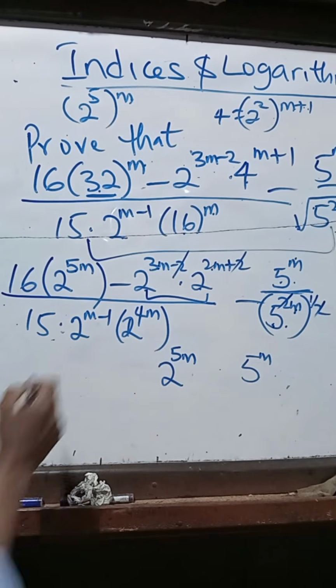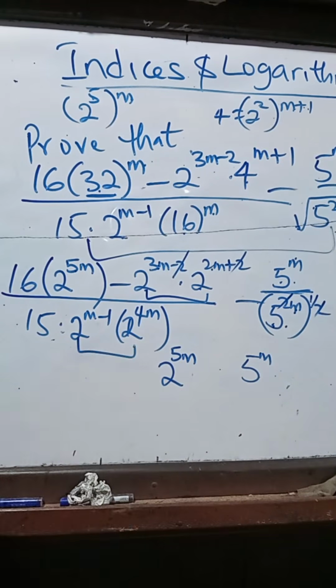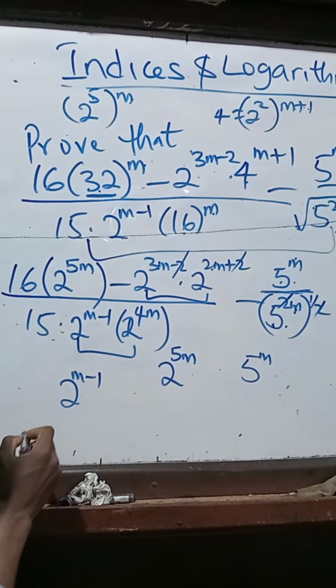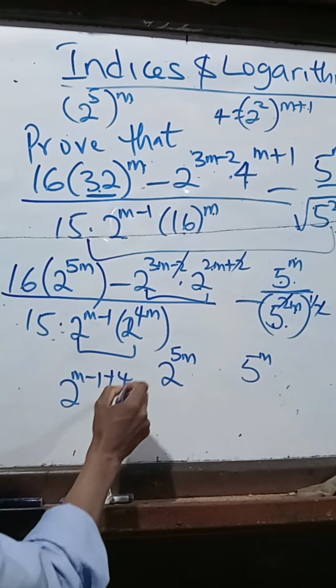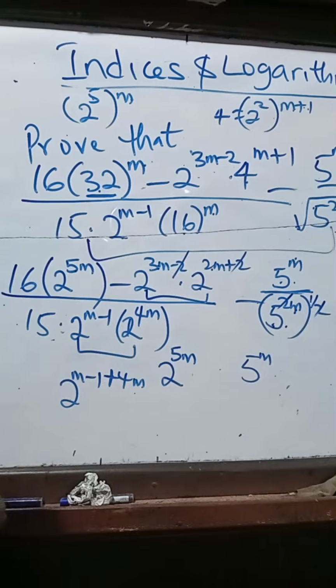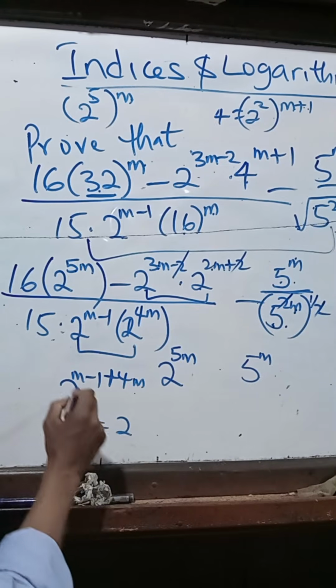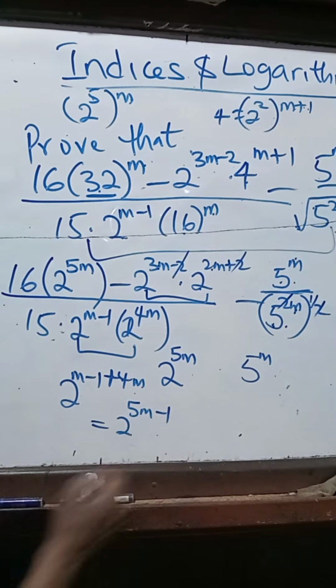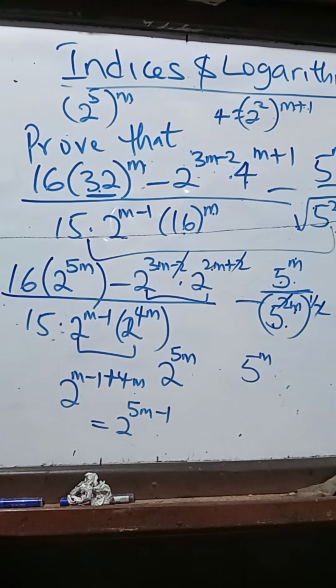Okay, and then for this one also, we can combine that. That will be equal to 2 to the power m minus 1, plus 4m. And that will be equal to 2 to the power m plus 4m, that's 5m minus 1. So that's what we have for that place.